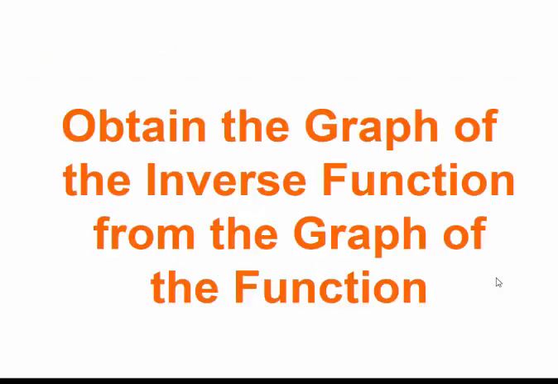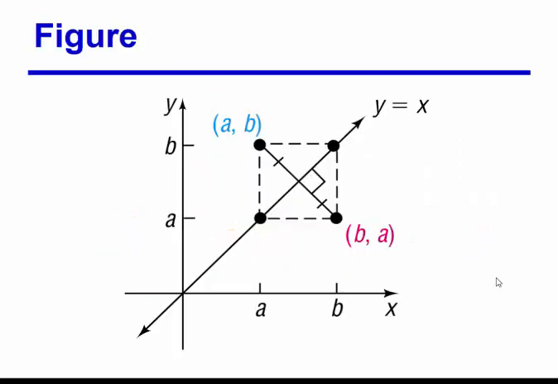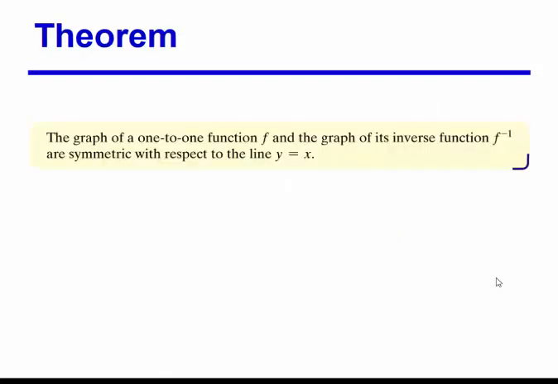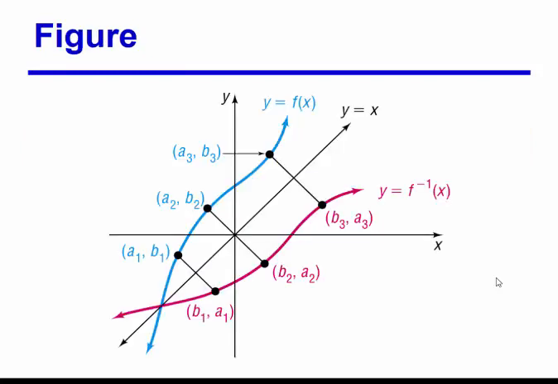Now, we're going to obtain the graph of the inverse function from the graph of a function. So if the original function contains the point (a, b), then the inverse of the function contains the point (b, a). You can see that all we do is swap the x and the y. So the graph of a one-to-one function f and the graph of its inverse function f inverse are symmetric with respect to the line y is equal to x. And y is equal to x is this 45-degree line right here.